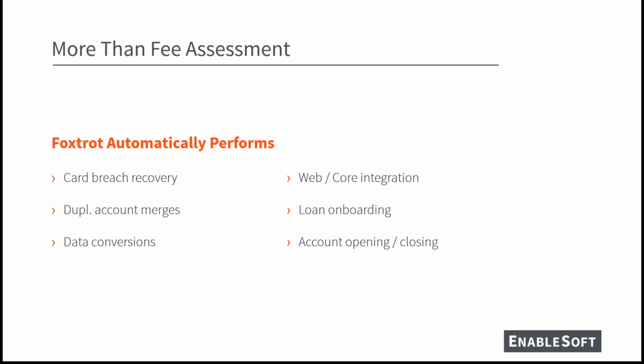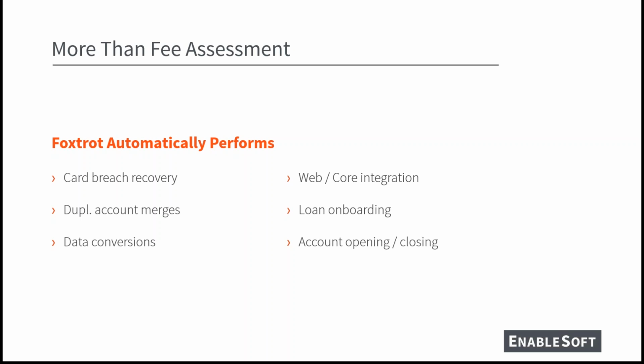Very good. So as I alluded to in the previous slide, Foxtrot is much more than just fee assessment. The process we saw was changing overdraft fees, changing overdraft statuses and statement codes. Foxtrot automatically performs card breach recovery, so automating the process of adding hot card flags to cards that have been compromised, canceling them, reissuing them, notifying customers via email. Anything you're doing now manually is something that can be automated very quickly with Foxtrot.